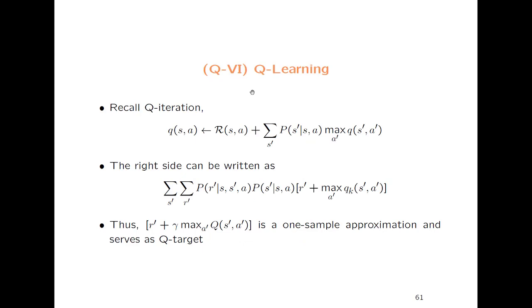Then there's the famous Q-learning algorithm. Recall before we had this equation, when we knew the probabilities and the reward function, we could apply this update, and we can now get a one-sample approximation from the right side in the same spirit as before, as being the observed reward plus gamma, and then the max over the Q function from the following state.